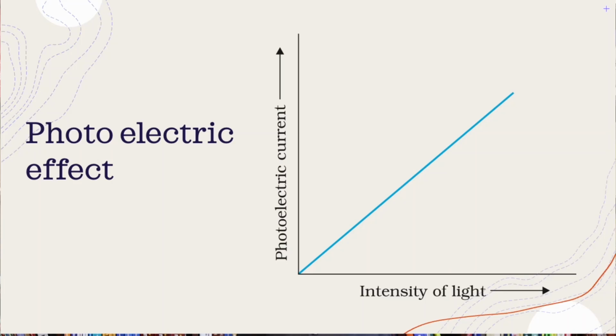Dual nature of radiation and matter. In dual nature of radiation and matter, we have 2 main topics. One is photoelectric effect and the second one is de Broglie relation. In photoelectric effect, you should remember the experimental study of photoelectric effect. In the experimental study of photoelectric effect, we have the graph showing the variation in intensity of light and photoelectric current. The next graph is the variation in collector plate potential and photoelectric current.